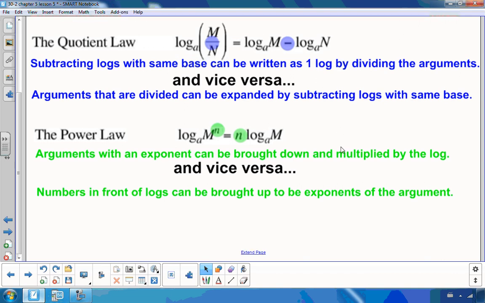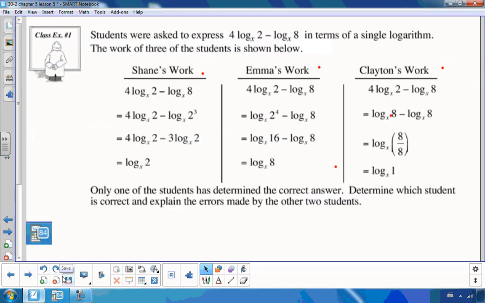And lastly, we looked at the power law. The power law states if you have an argument that has an exponent of n, you can bring that exponent down and multiply it by the log. Also, if you have a number in front of the log, you can bring it back up to be an exponent. So we're going to look at how we can put those laws together in one question.